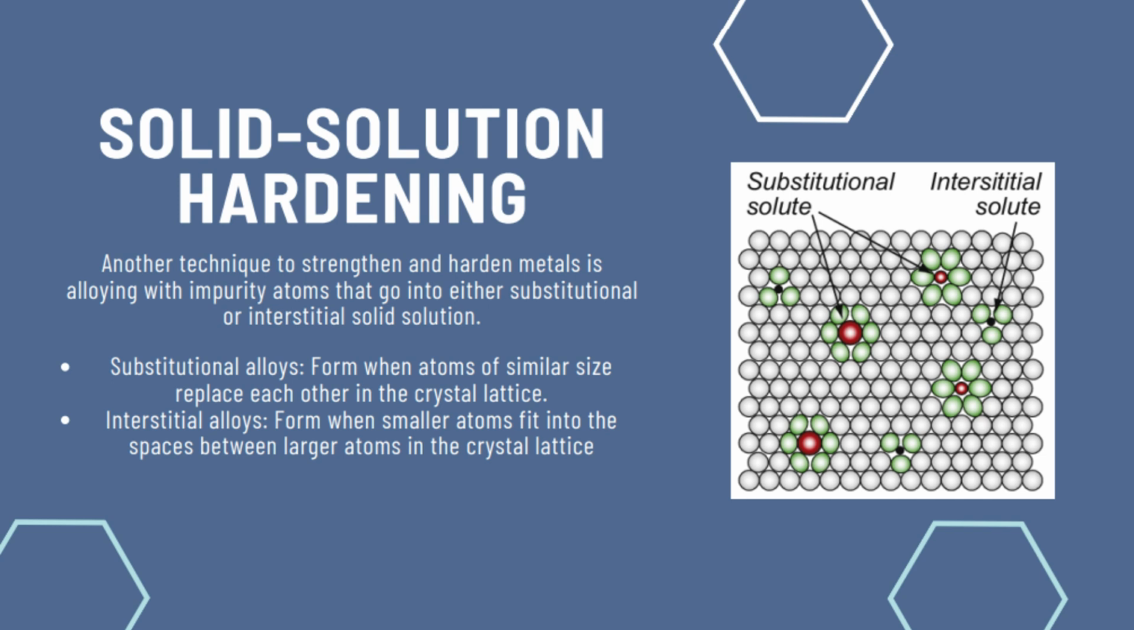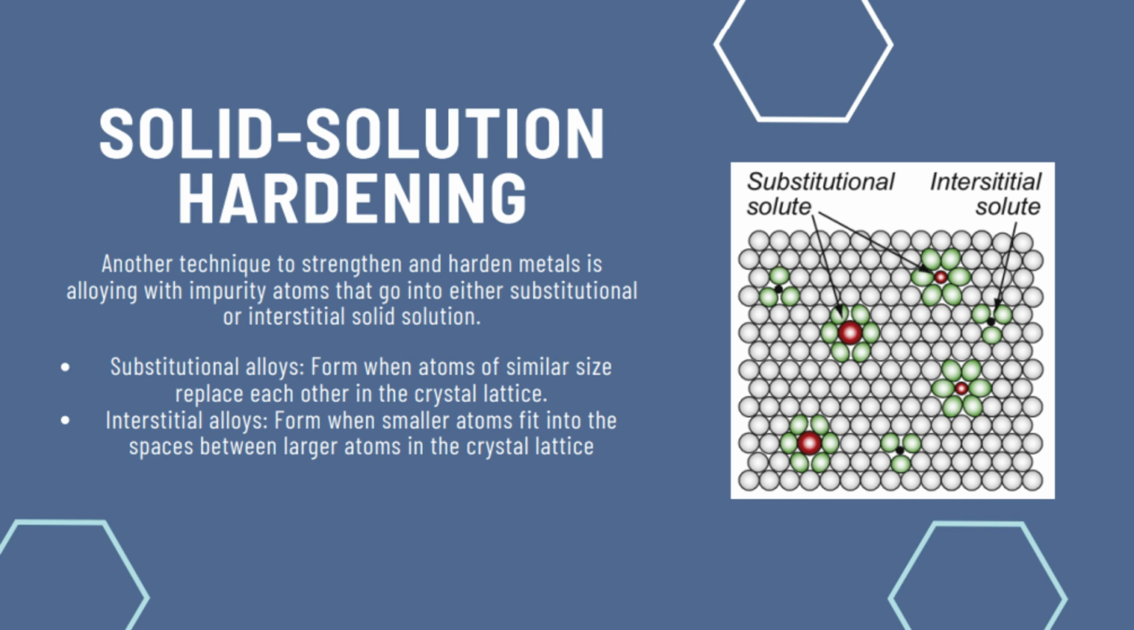The second strengthening mechanism that is going to be discussed today is solid solution hardening. It is a technique to strengthen and harden metals by adding alloying atoms to a metal to enhance its strength and hardness. This occurs when the solute atoms dissolve in the metal's crystal lattice, which leads to a distortion of the lattice structure.